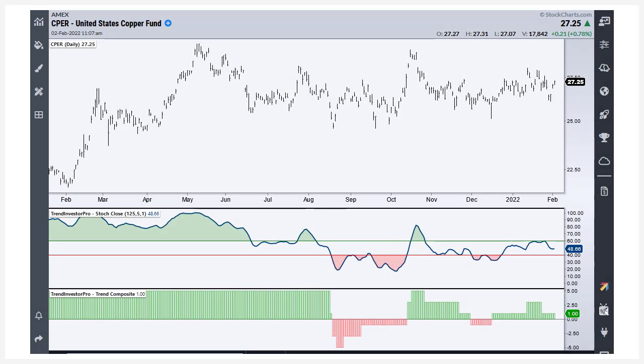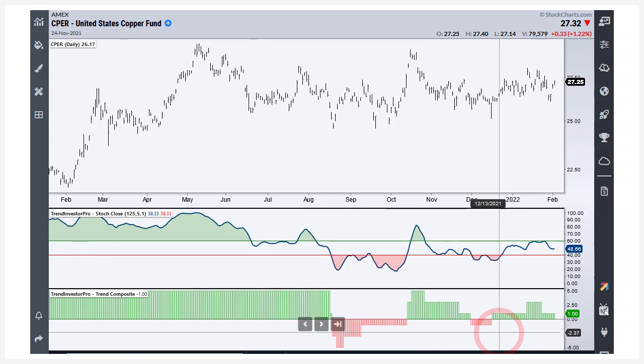So sometimes what happens is you get a number of trend signals that are in state. And in state means the signal is already triggered, it's in an uptrend, and you need a way to filter all those uptrend signals and try and find the strongest currently. And I'll give you an example here. Here is copper, CPER. And so it's been in an uptrend via the trend composite since the middle of January.